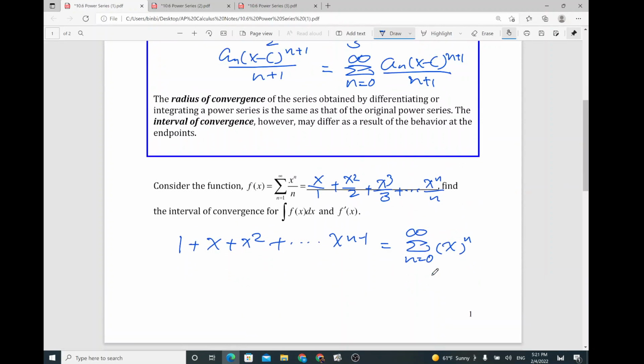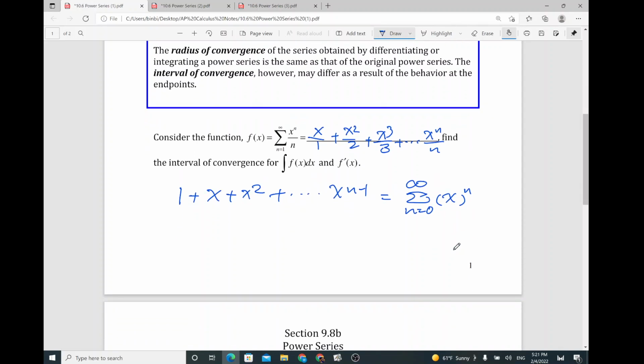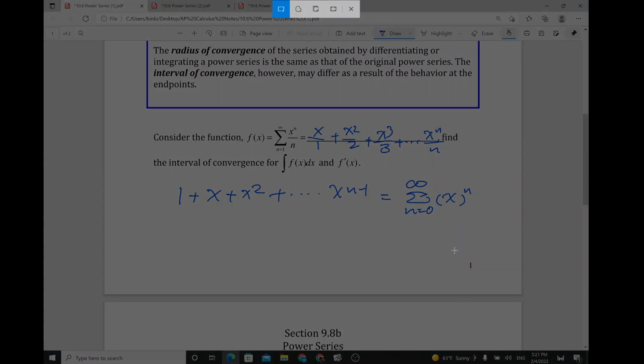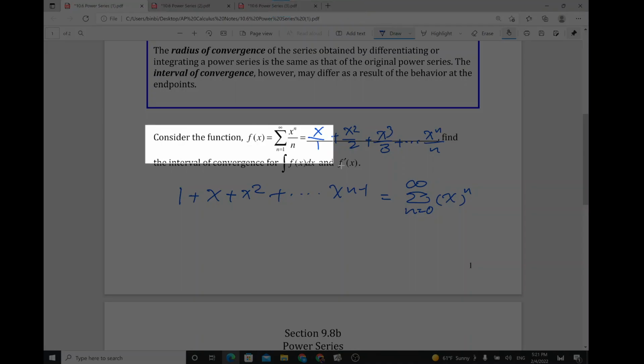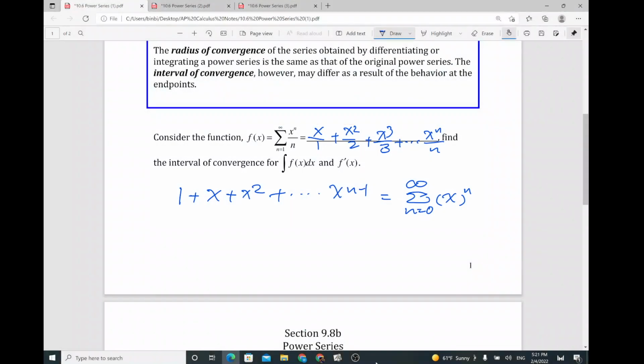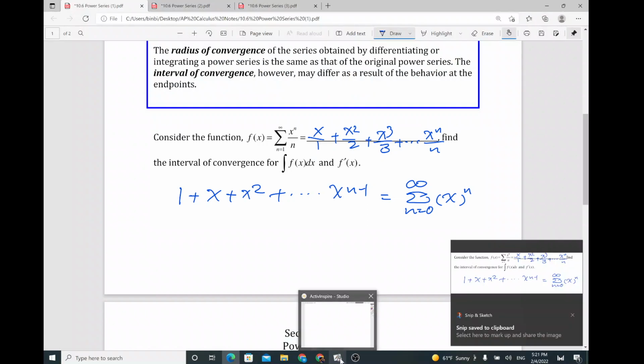So find out the radius of convergence. Once we get this one, the other thing that you want to do is the ratio test. Let me just pull this out. Once we set up the sum for the integral, we want to do the ratio test, just like what we did in the previous video.